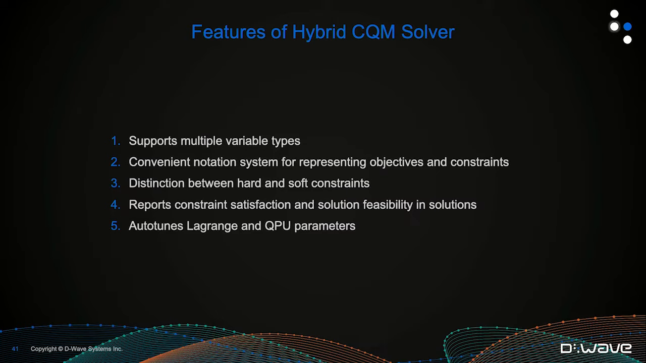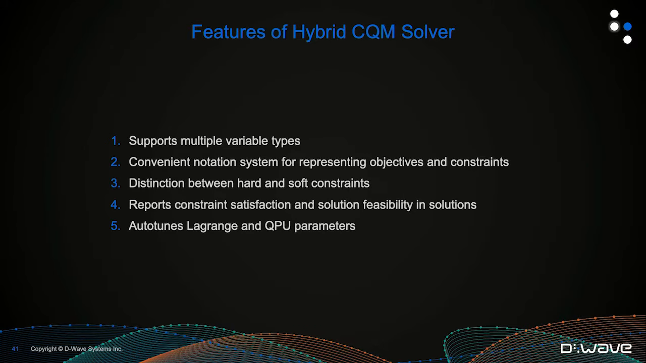There we go. Okay, so before we get into the code example, I wanted to point out a few features or highlights of the hybrid CQM solver. When I first was introduced to this solver, I found there were five highlights that are most noteworthy compared to the other solvers we have available. The first, and I've mentioned this before, is that the CQM solver supports multiple variable types: binary types and integer types.